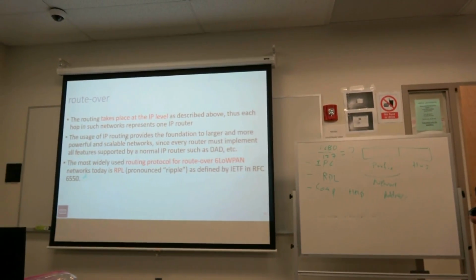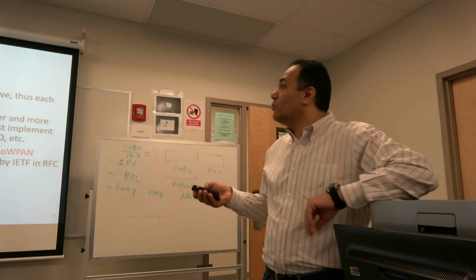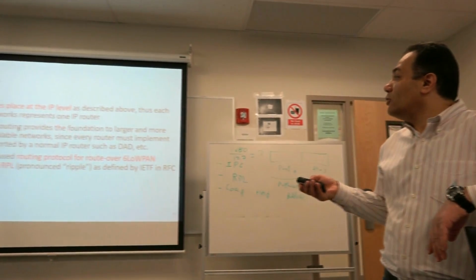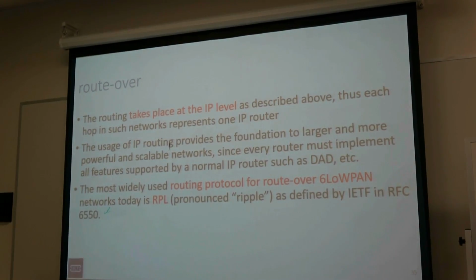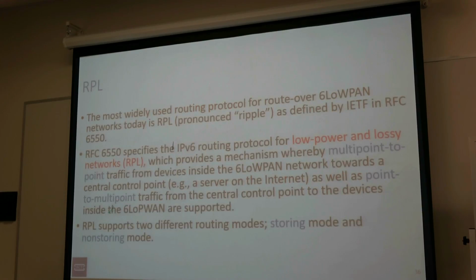If you need to make it look like any other node in the internet, we're going to use what? Route over. So the routing takes place at the IP level, which is the third layer. The most widely used routing protocol is RPL, the most important protocol. We're going to talk about RPL in detail in the next class, maybe a little bit about it now.